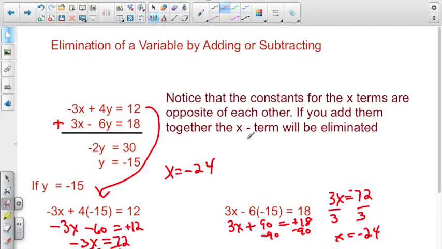So my point of intersection between these two lines is going to be the point negative 24, and y is going to equal a negative 15. That is my point of intersection. And we got that point through adding these two equations together, eliminating a variable.